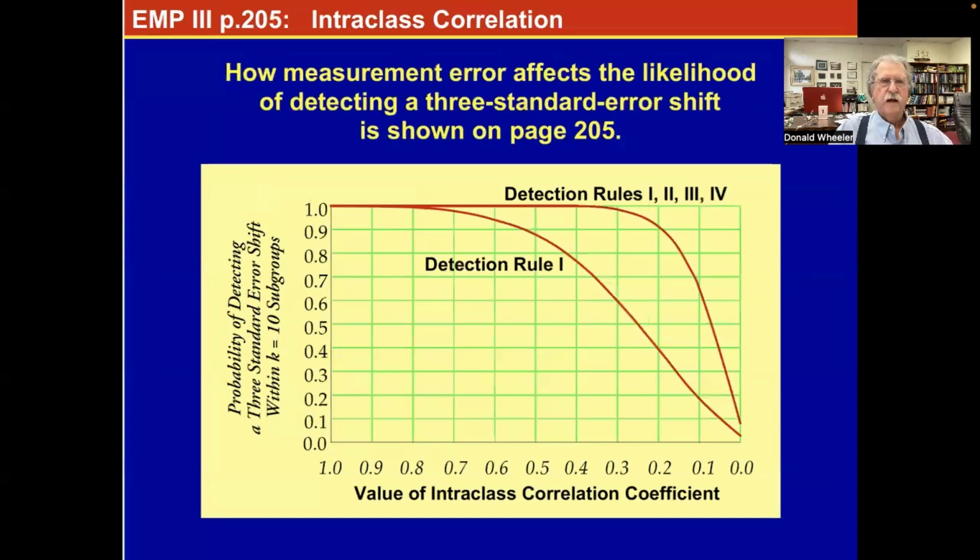Measurement error affects the likelihood of detecting a 3 standard error shift. And how it affects it is shown on page 205. Now, this graph is the graph that is on the cover of the book. The amazing thing is that these curves stay as high as they do, as long as they do. One curve is for detection rule 1 alone, a point outside 3 sigma limits. The other curve is for all 4 rules in the Western Electric zone tests.